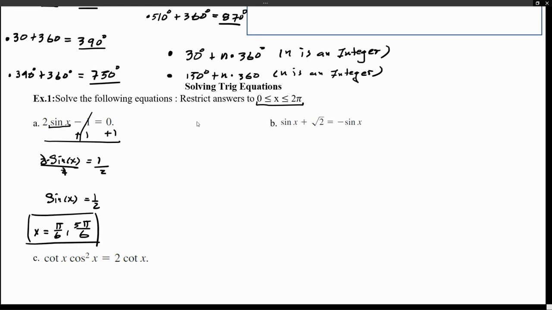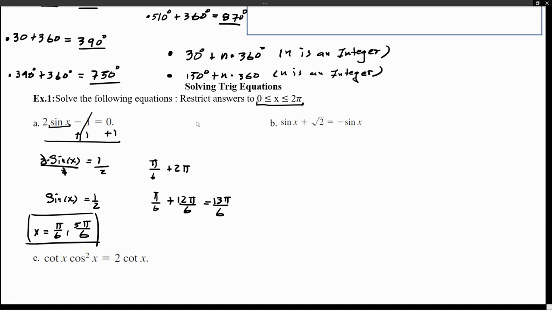So what happens to 390, 750, and 870? Didn't we say that there were solutions? Well, notice that we're restricting ourselves to just one full circle. This is what I mean by restricting ourselves. Another possible solution could have been pi over 6 plus a full circle, which is 2 pi. But notice that if we do this, that would be 13 pi over 6.